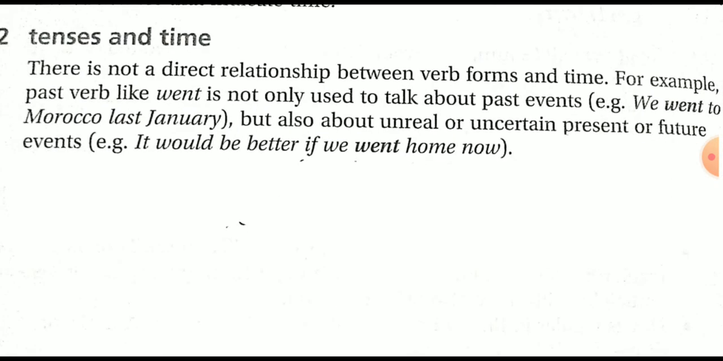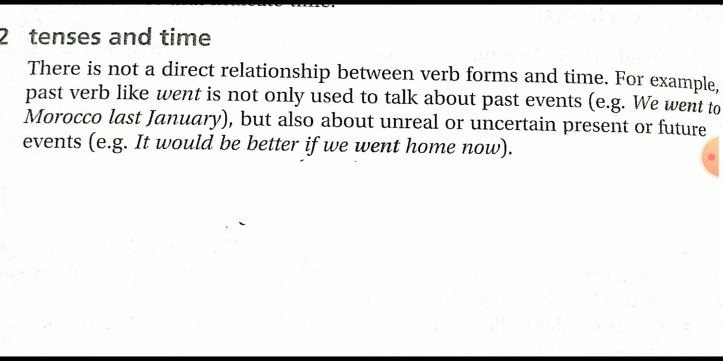So now I'm going to discuss tenses and time. Number 2, tenses and time. There is no direct relationship between verb forms and time. For example, a past verb like went is not only used to talk about past events, for example, "We went to Morocco last January," but also about unreal or uncertain present or future events, for example, "It would be better if we went home now." And present verbs can be used to talk about the future, for example, "I am seeing Daniel tomorrow." Also, progressive and perfect forms express ideas that are not simply concerned with time, for example, continuation, completion, present importance.